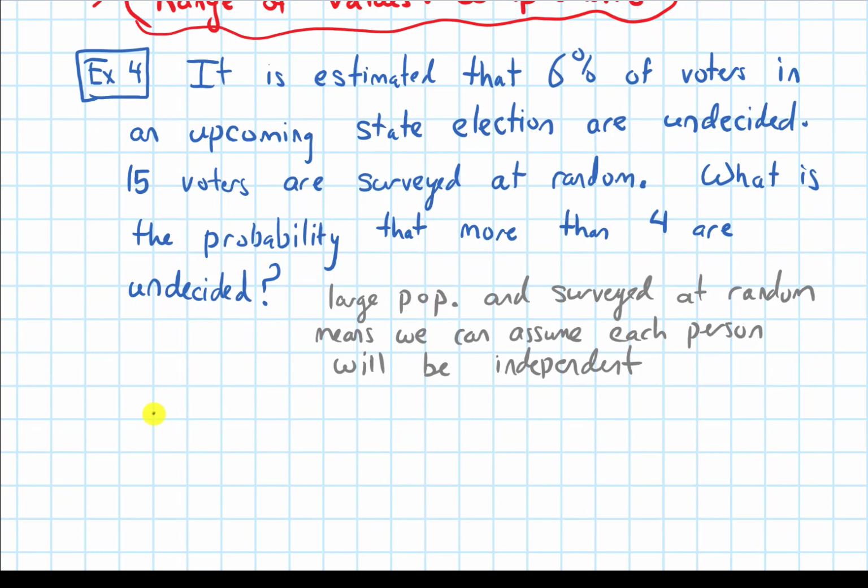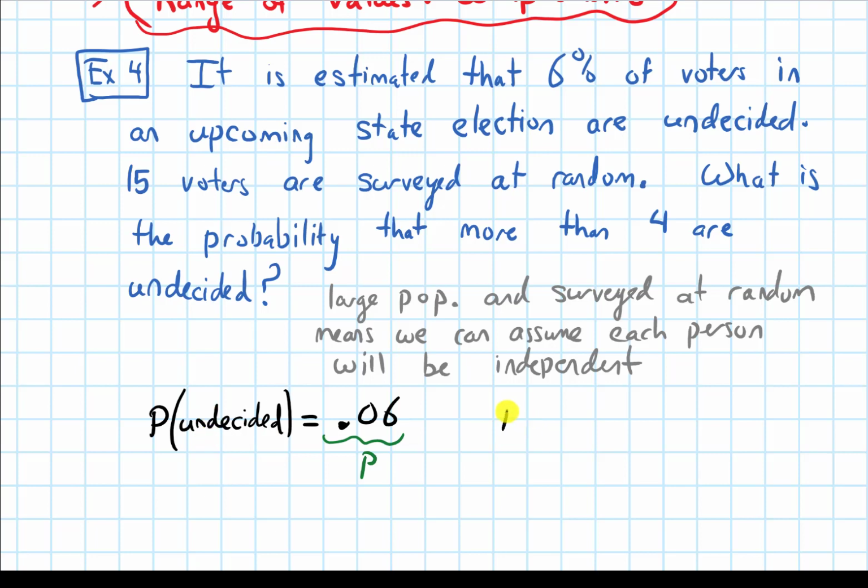Okay, so there's two outcomes here for each person. Either they're undecided or they have decided. And that's what's making this thing be a Bernoulli trial. So let's write down the probability that someone is undecided. That's what the question is asking about. So that is 6%, which is 0.06 as a decimal. And that is what we label as P. This is the probability of a success.